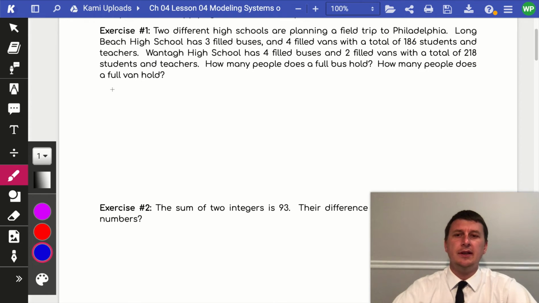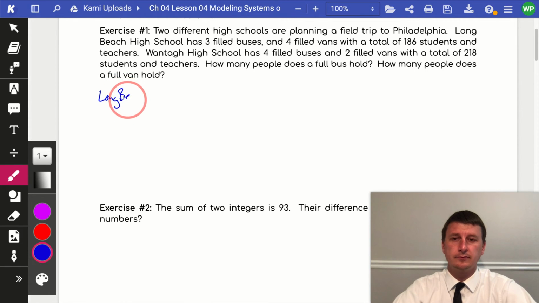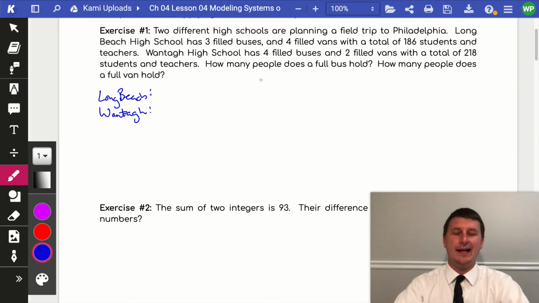So we're going to be looking at two different places. One is Long Beach High School, and one is Wantagh. So we need to set up an equation given the information for each of these high schools. So Long Beach, we were told 3 filled buses. So we know how many buses, but we don't know how many people each full bus could hold. So we're going to use a variable there.